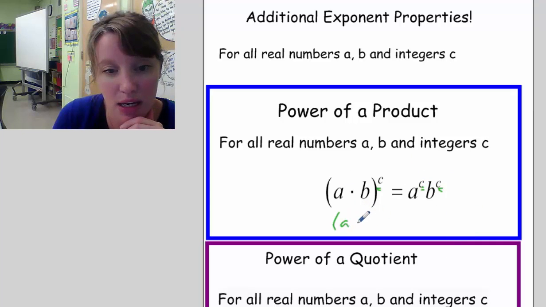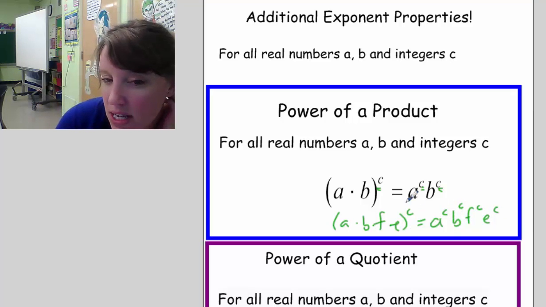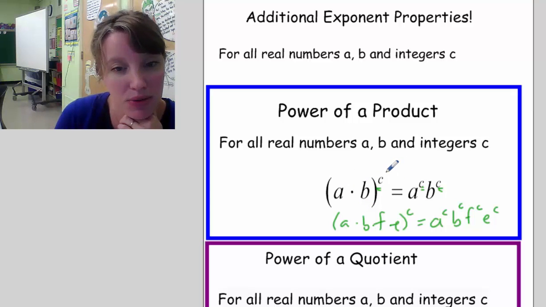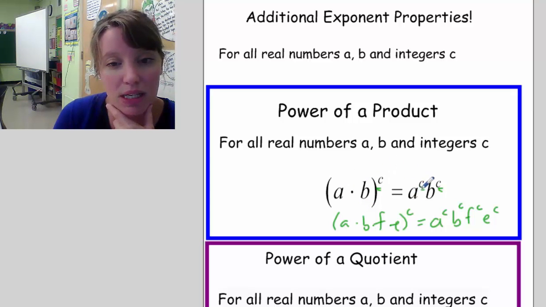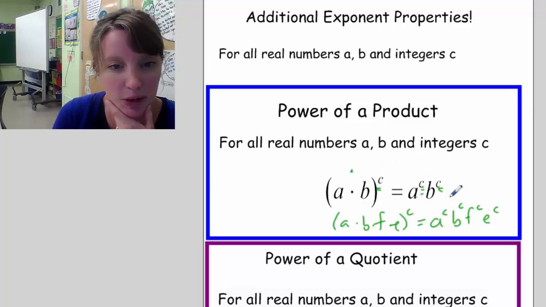So let's say you have A times B times F times E, for instance, to the C power. You take each of the factors: A to the C power, B to the C power, F to the C power, and E to the C power. All this is saying is that if you have two things, you can either multiply them first and raise it to the power of C, or you can raise each of the factors individually to the power of C and then multiply them second. So it's like saying that the order of operations gives the same result whether you do it here or here.